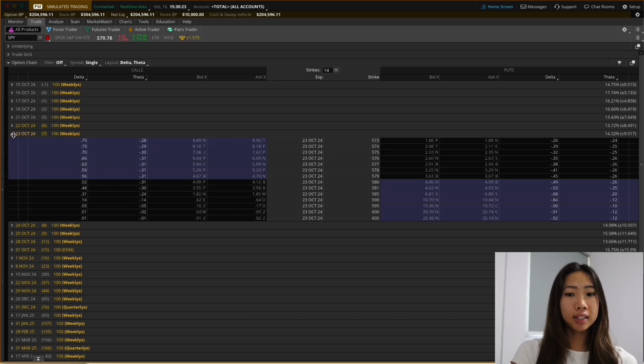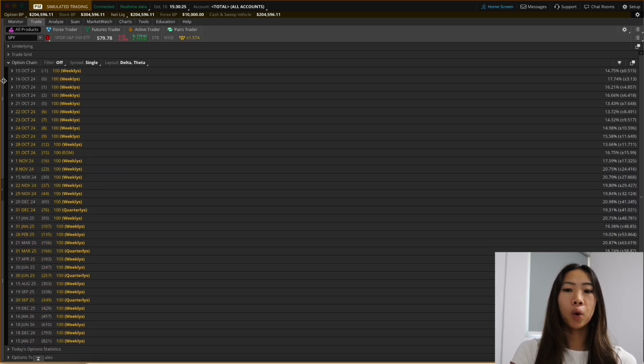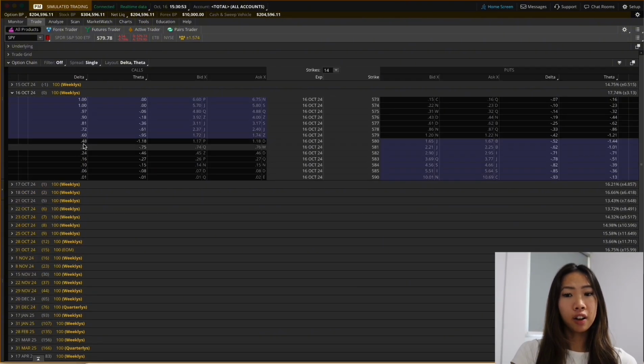So if we go down the list and maybe you're not familiar with which expiration you typically want. So let's see, going down the list, maybe we click on 16. Over here, 48 versus 118. That is very bad. Theta is much bigger than delta.